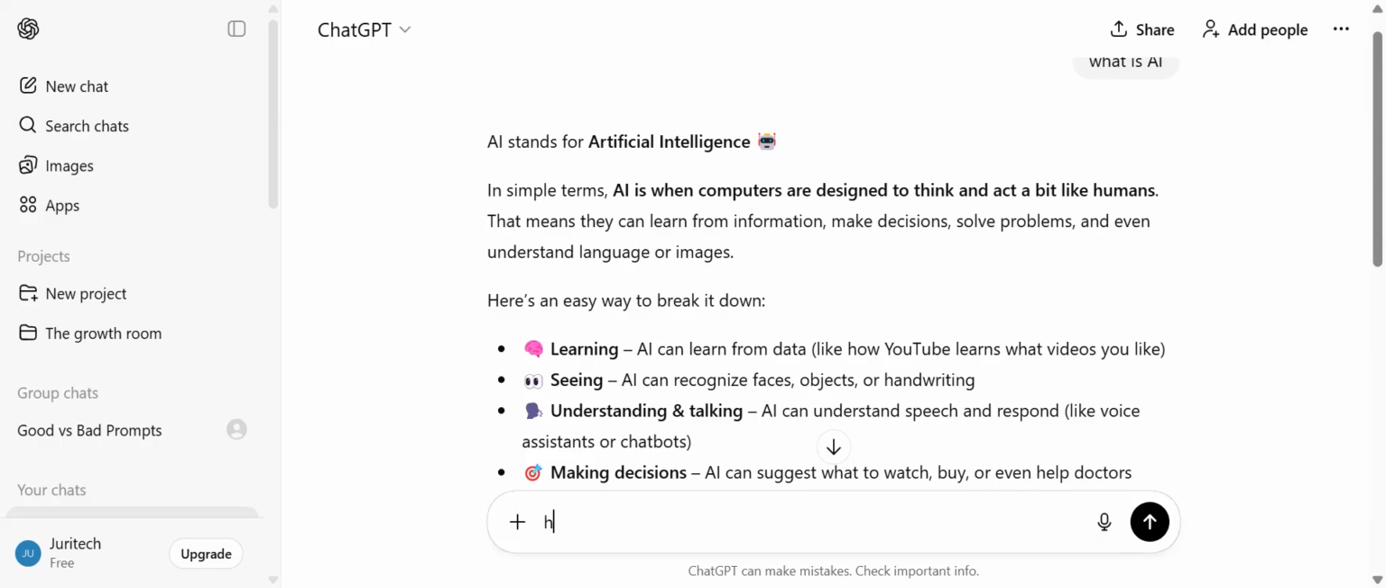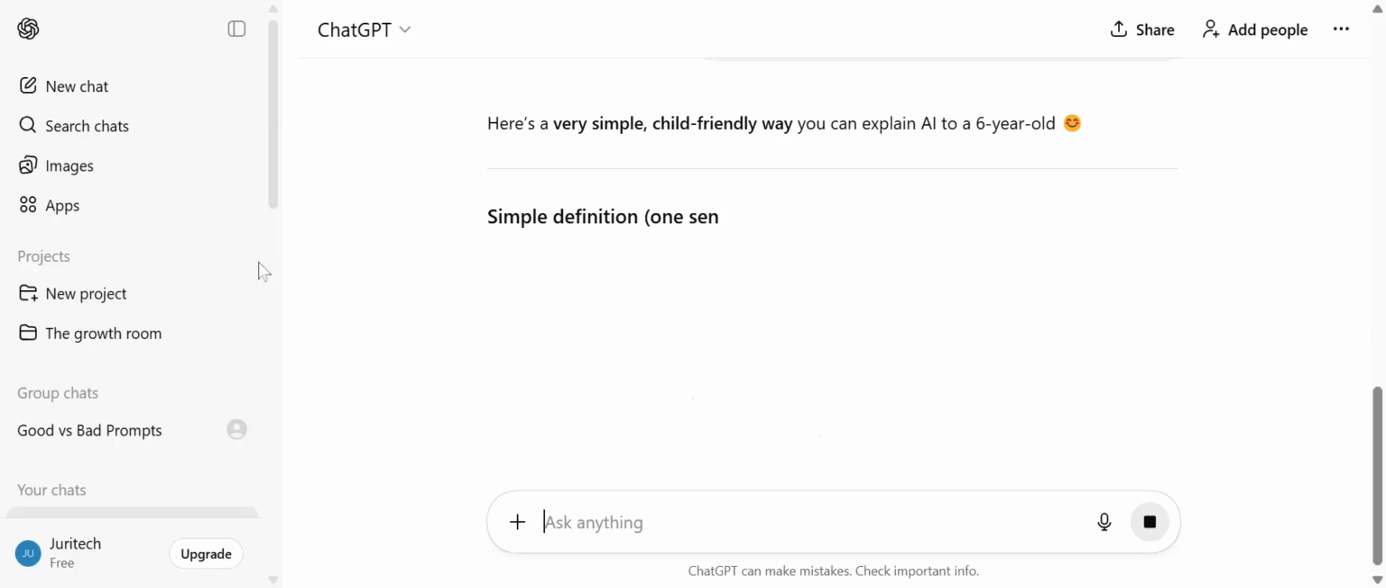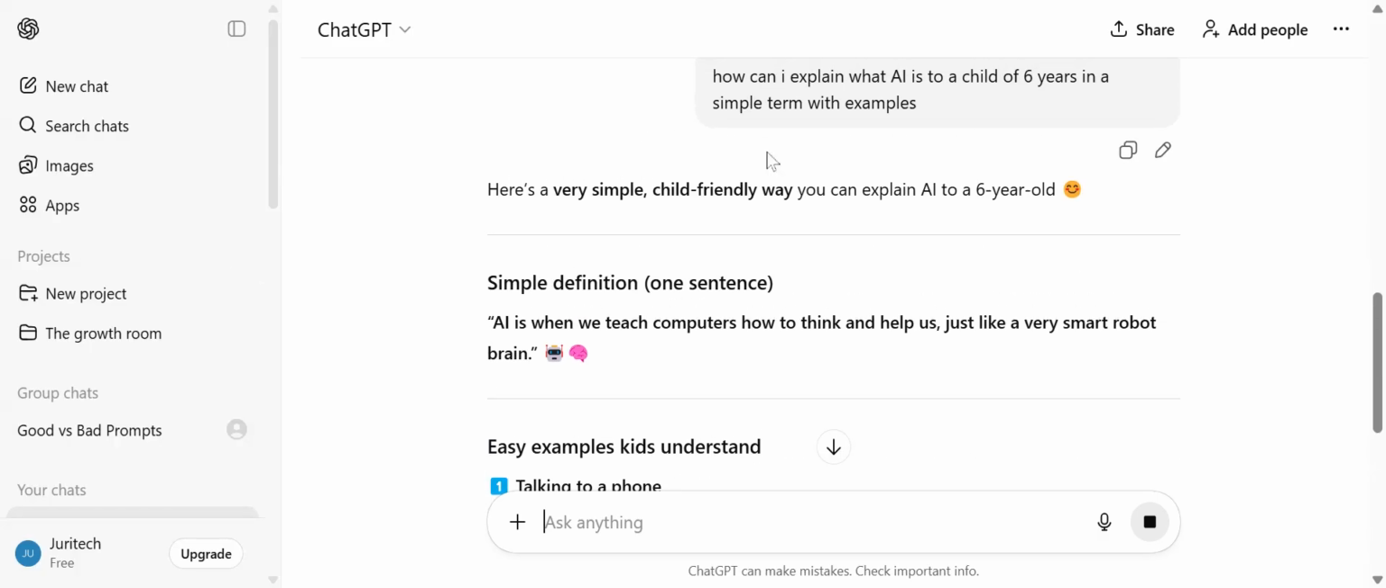How can I explain what AI is to a child of 6 years, in simple terms with examples? So you can see the prompt is inputted and you can see the answer.